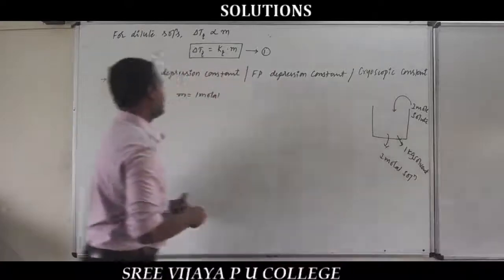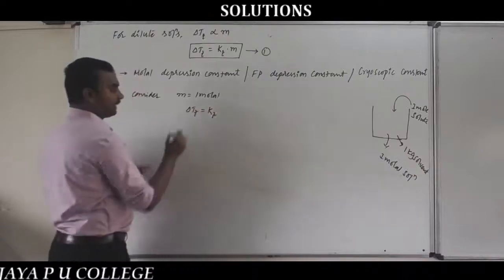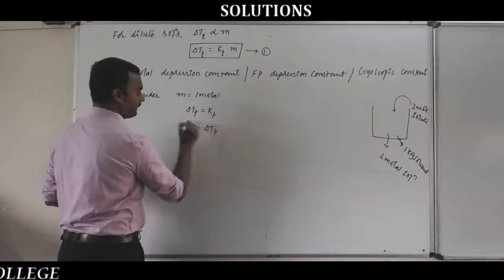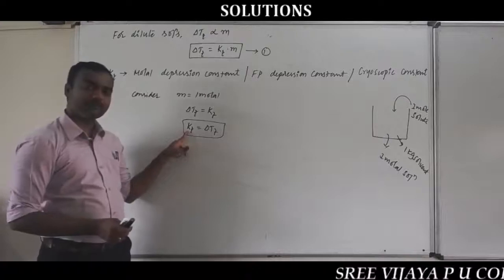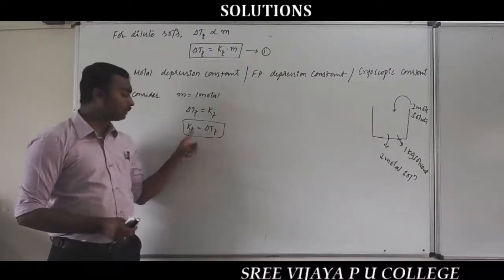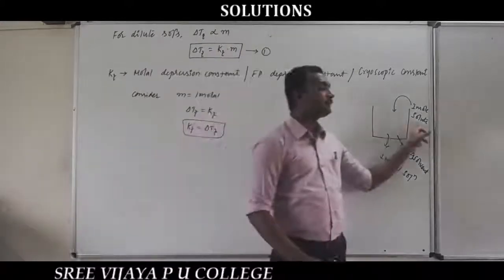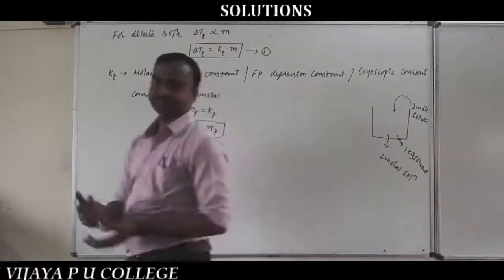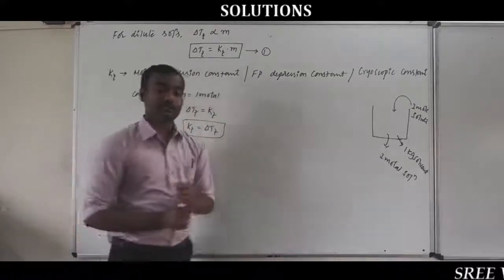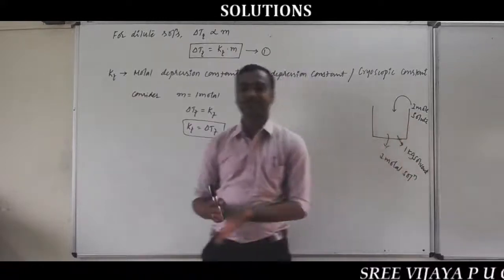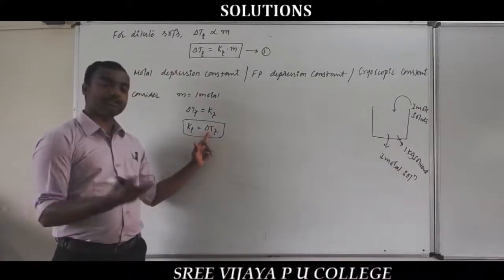Now, taking 1 molar, equation number 1 becomes delta TF is equal to KF, written as KF is equal to delta TF. Now I have to define the molar depression constant. Molar depression constant is the depression of freezing point observed when 1 mole of the solute is dissolved in 1 kg of solvent. Similarly, Kb is the elevation of boiling point of solvent when 1 mole of solute is dissolved in 1 kg of solvent. KF is the depression of freezing point, delta TF.